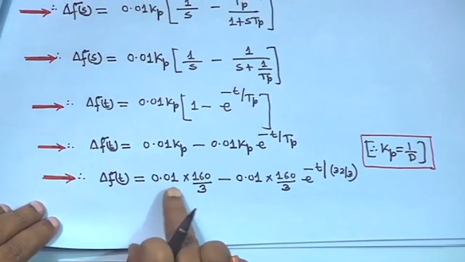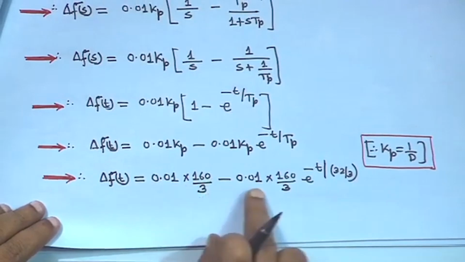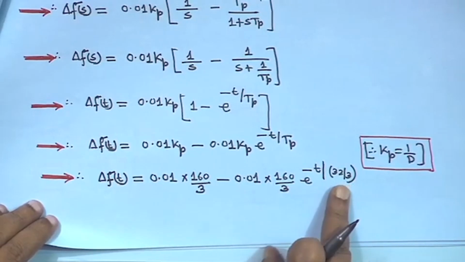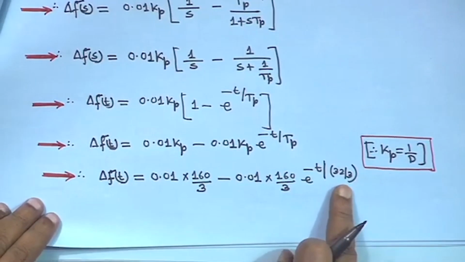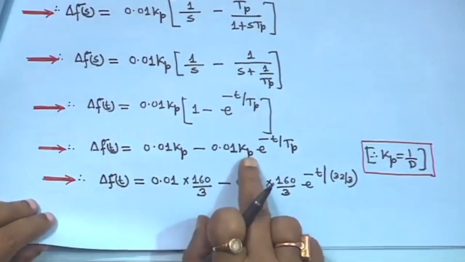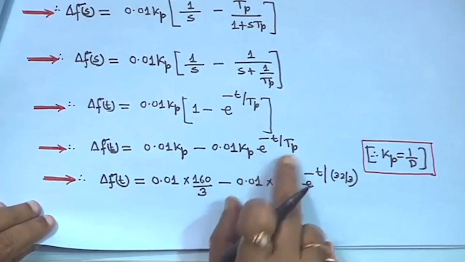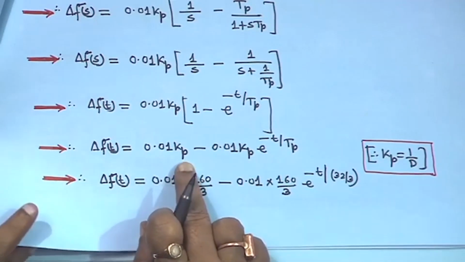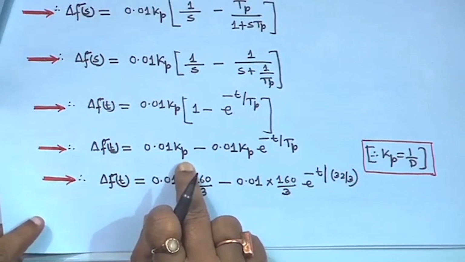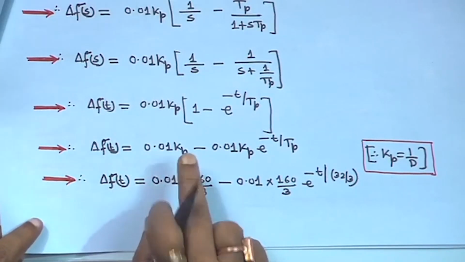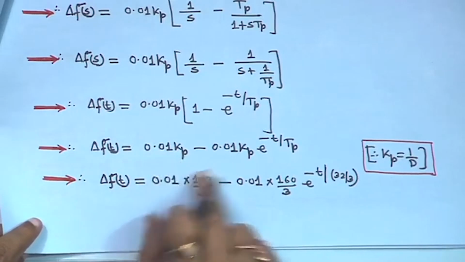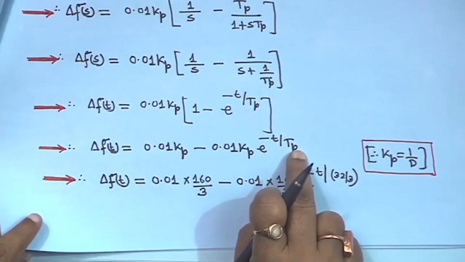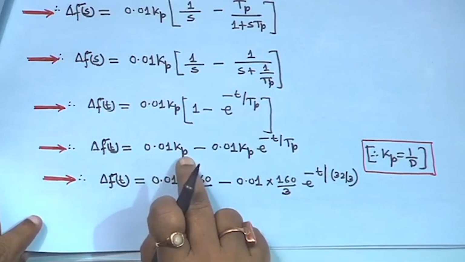So, delta F(t) is equal to 0.01 into 160 upon 3 minus 0.01 into 160 upon 3 to the power minus t upon Tp, where Tp is equal to 32 by 3, which we have already calculated. That means, from this equation, what can you guess? For the steady state value, Kp is responsible, and in this case there is no speed governing mechanism. So R was not coming because delta Pg was 0, but Kp was there. For the transient response, Tp has an effect, but at steady state Tp has no effect. Only the steady state Kp has its effect.